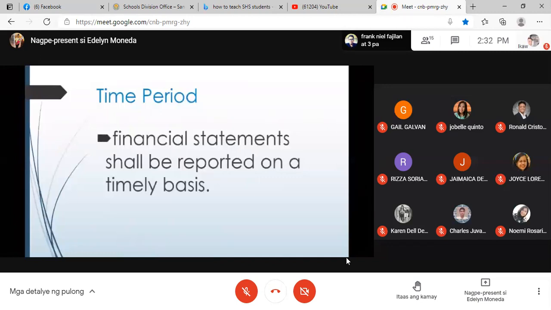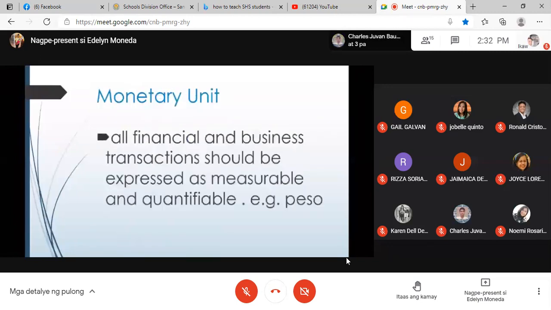Okay, so we have the last one. It's a monetary unit. Okay, I will read this one. All financial and business transactions should be expressed as measurable and quantifiable. Okay, ibig sabihin, monetary. From the word itself, monetary, ginagamit natin ng monetary now is what? Peso. Yes, correct. Peso. So, pag nagre-report tayo sa accounting, ang ginagamit natin ay peso.